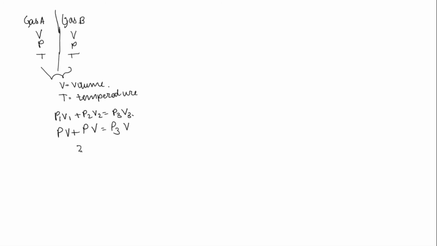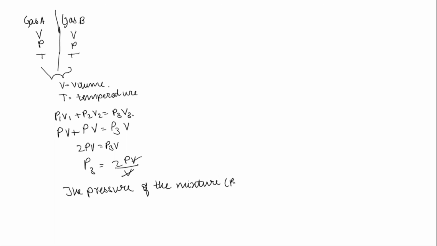So we have 2PV is equal to P3 into V. So we need to find P3. So P3 is equal to 2PV by V. V and V will get cancelled. So the pressure of the mixture, that is P3, is equal to 2P. So the option is 1.